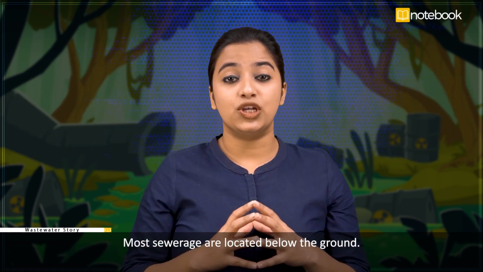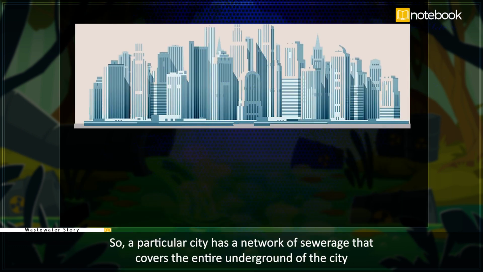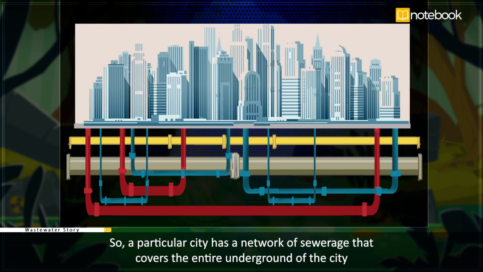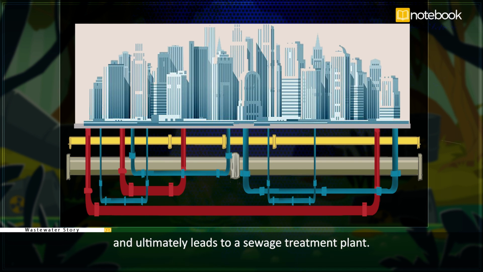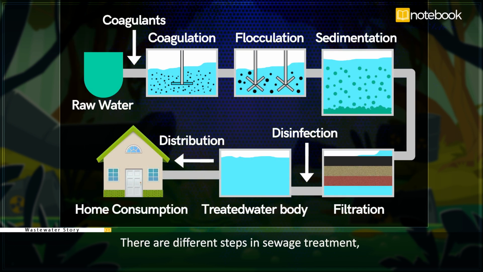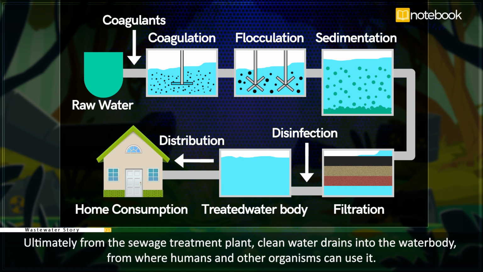Most sewerage are located below the ground. So a particular city has a network of sewerage that covers the entire underground of the city and ultimately leads to a sewage treatment plant. There are different steps in sewage treatment, about which we shall learn in detail in our other videos. Ultimately, from the sewage treatment plant, clean water drains into the water body, from where humans and other organisms can use it.